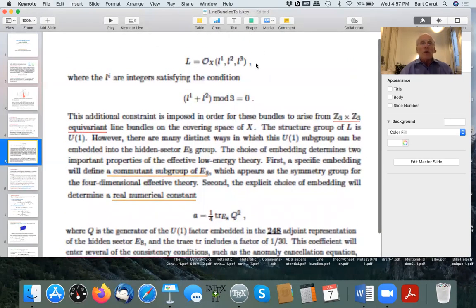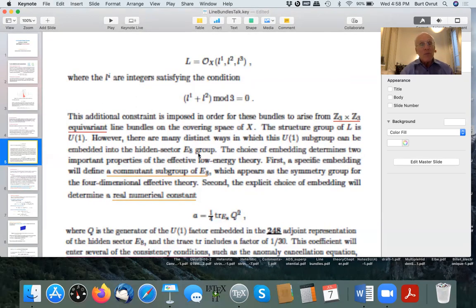So a line bundle can always be written as O of L1, L2, and L3. These are integers, but they have to satisfy a certain condition, which makes it C3 cross C3 equivariant. And this is the condition it'll satisfy. I'll give a specific example here, and it of course will satisfy this, but in general, it would have to satisfy this. There will be many examples one could use, but these things will have to be satisfied in order to be Z3 cross Z3 equivariant.